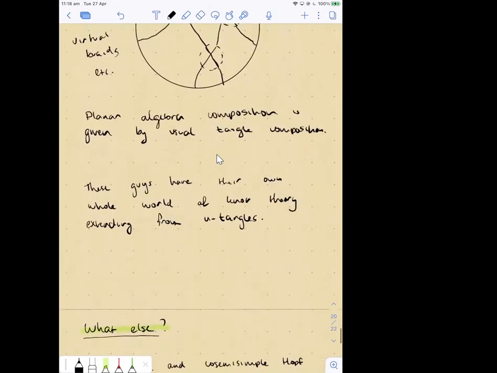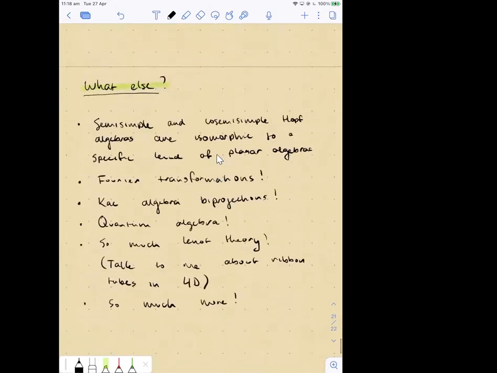And so that's the end of my concrete examples. I just wanted to finish off today by mentioning that there's a whole bunch of other things that aren't knot theory related that these planar algebras show up in. The first one is that a whole bunch of different Hopf algebras are isomorphic to a specific kind of planar algebra. So planar algebras can give a concrete algebraic definition of Hopf algebras, which are not simple to write down. They can also be used for Fourier transformations of certain things. Biprojections, they show up heaps in quantum algebra.